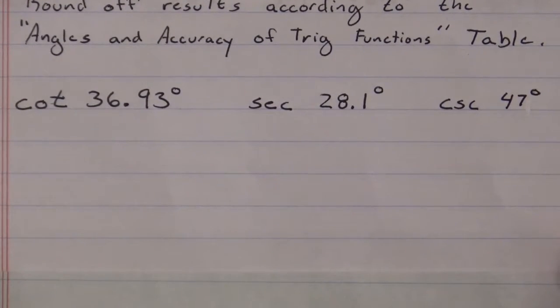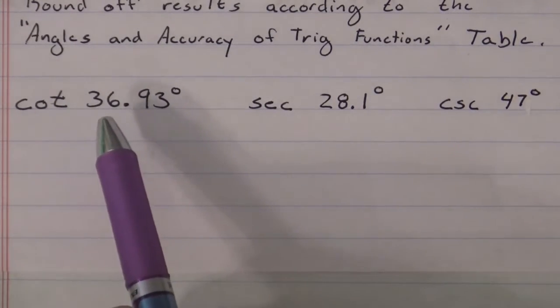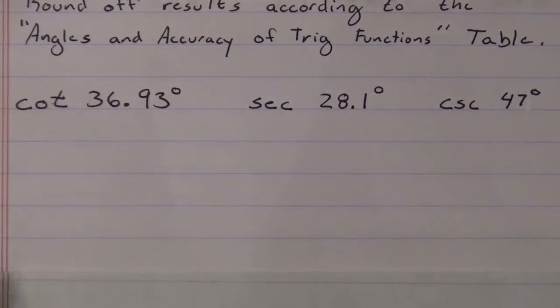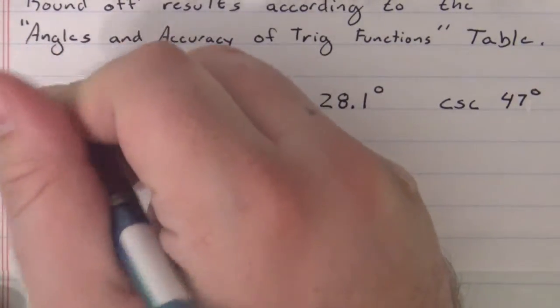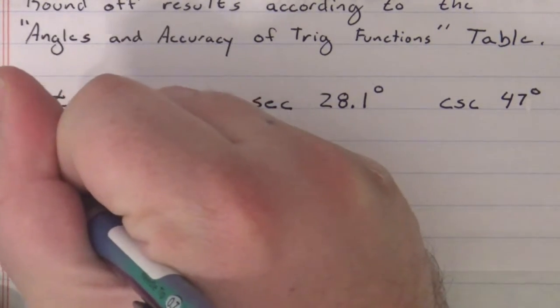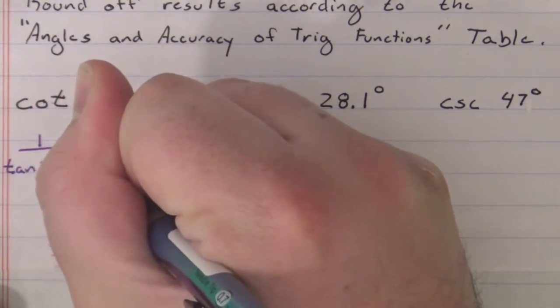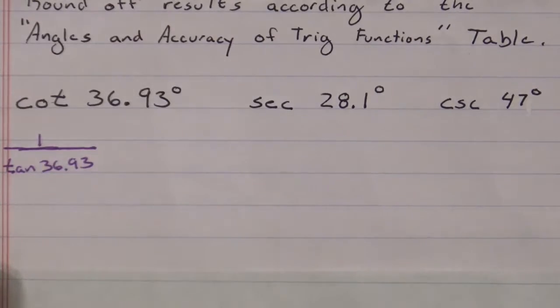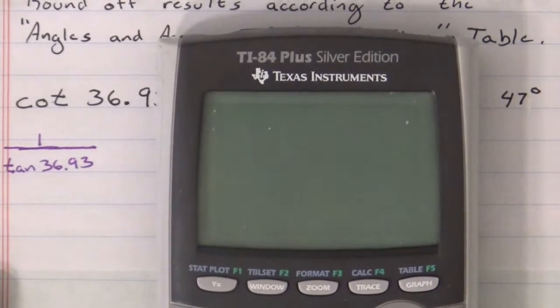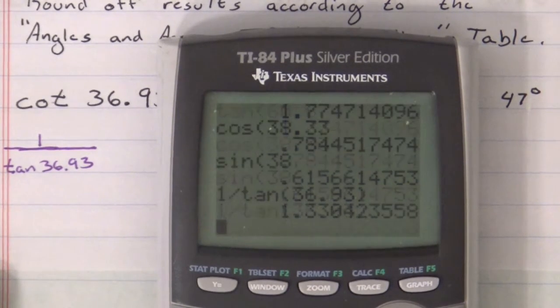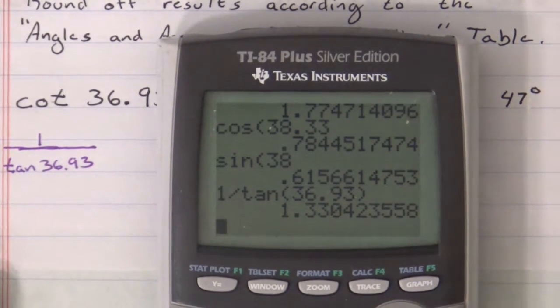All right, so for this first one, it says that we need to do the cotangent of 36.93. Now, like I showed you a while ago, we don't have a button for that on a calculator, but our equation sheet says that we can rewrite this as 1 over the tangent of 36.93. That's really all we have to do. So let's do that in our calculator right now. We're going to say 1 divided by the tangent of 36.93. And we get 1.33 and so on.